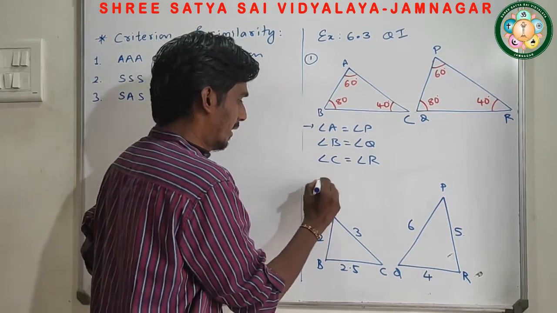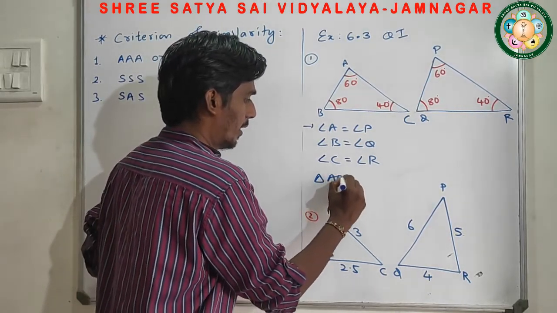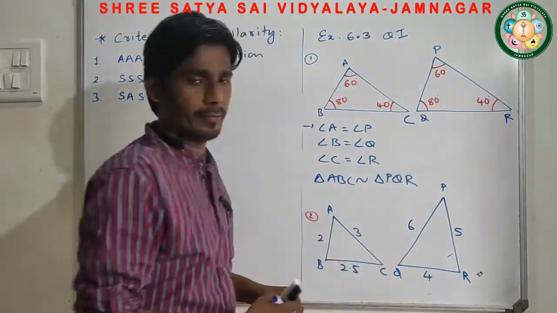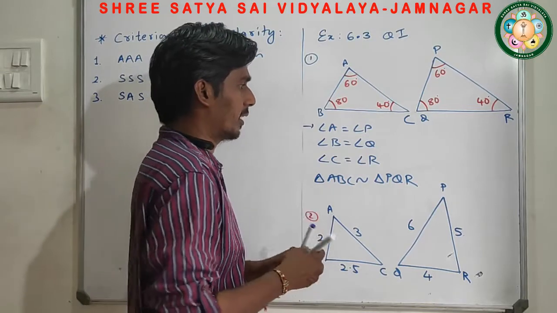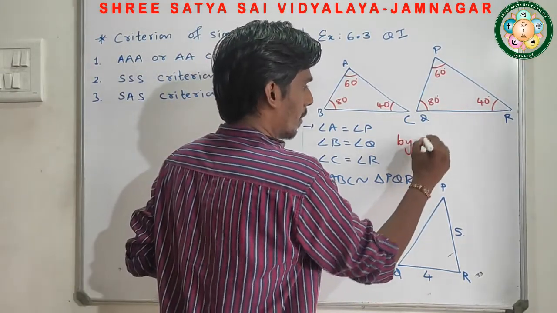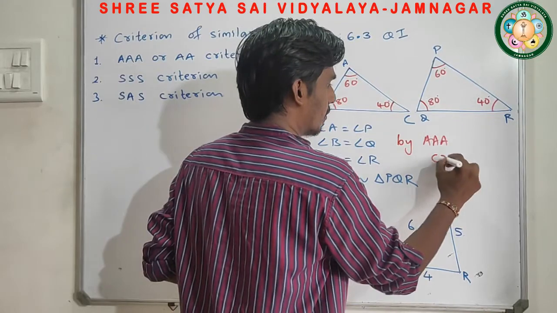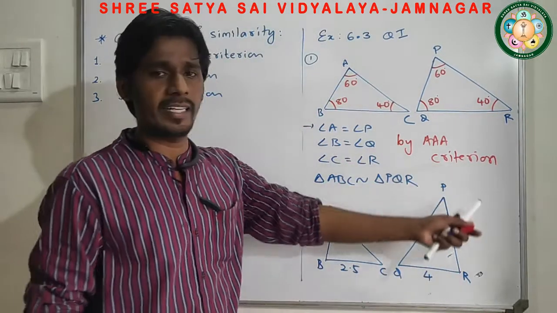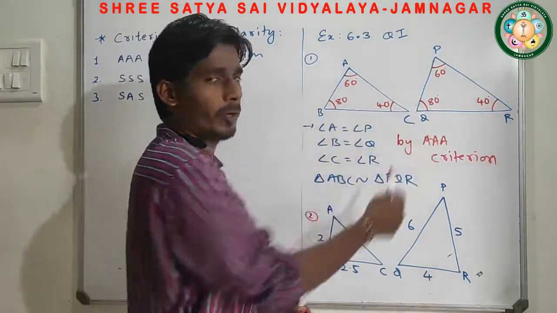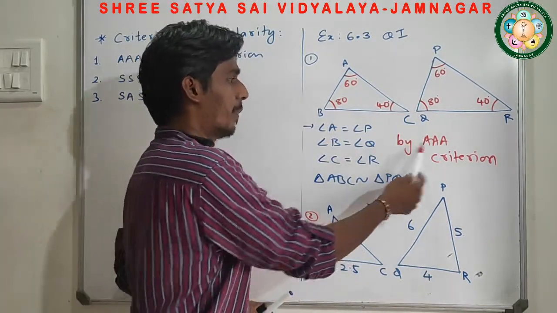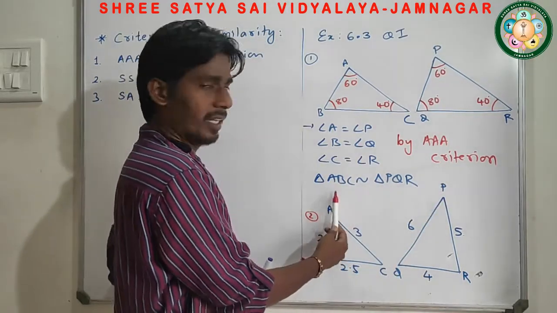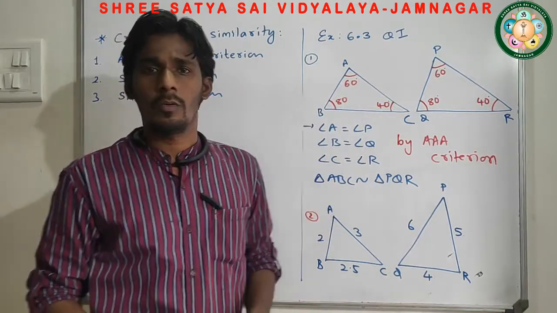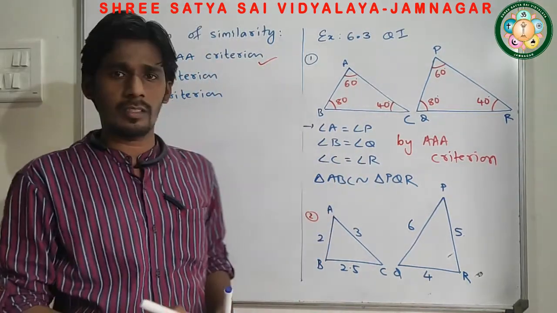So for the similarity, symbolically we will write triangle ABC is similar to triangle PQR. And the criteria which you are going to use here is the angle criteria. Because all the three corresponding angles are equal, we can see that by the angle criteria, triangle ABC and triangle PQR are similar. So this is the way we can solve the first one by using the first criteria.